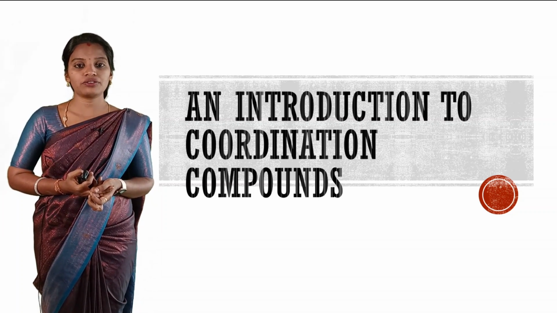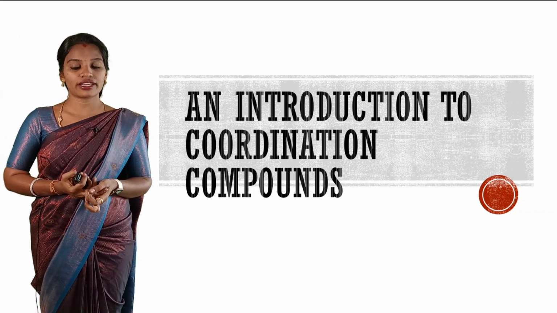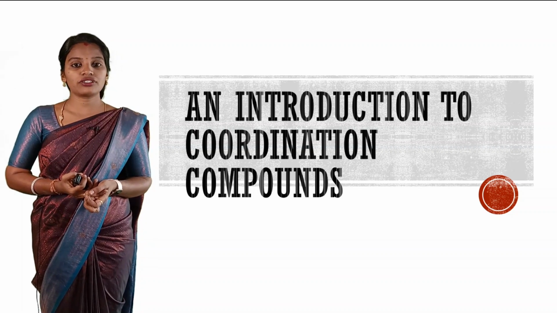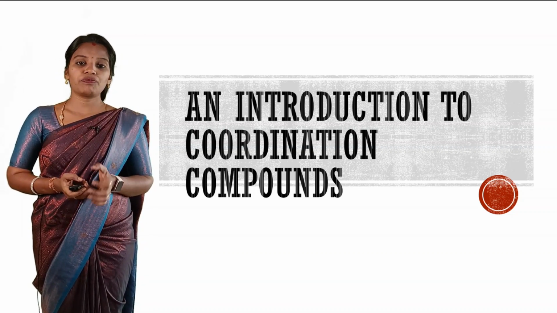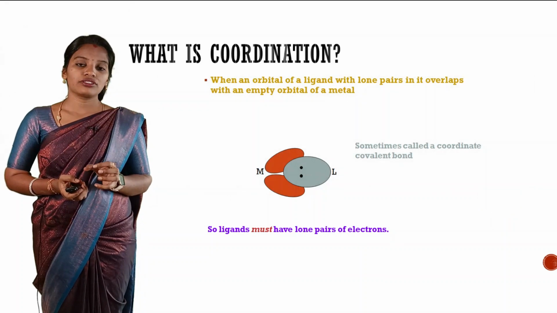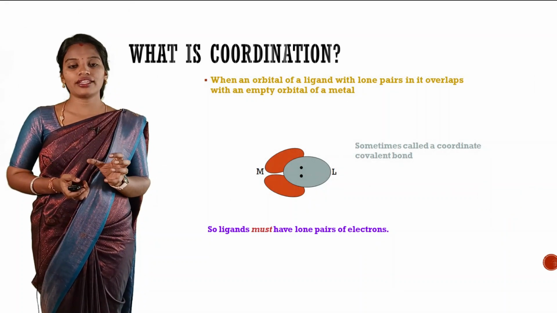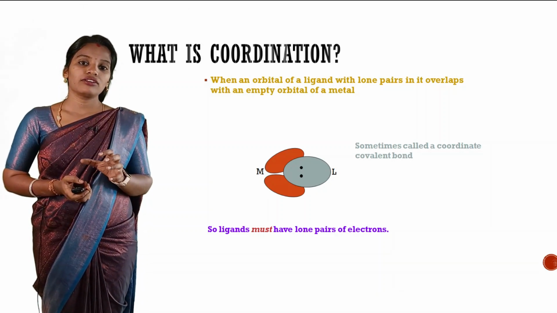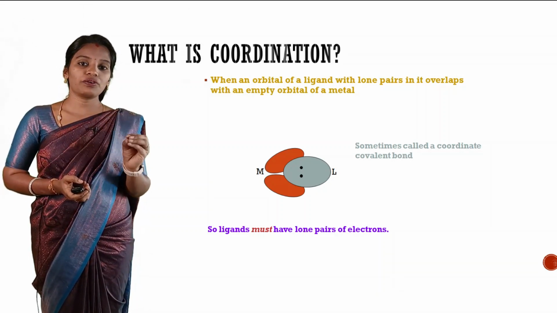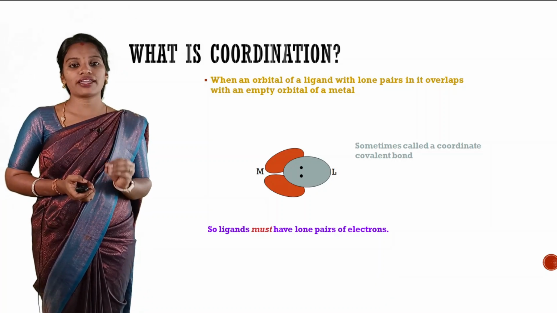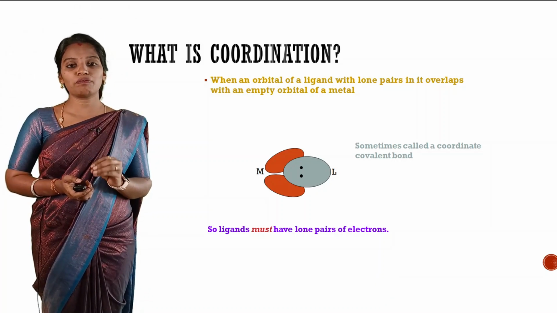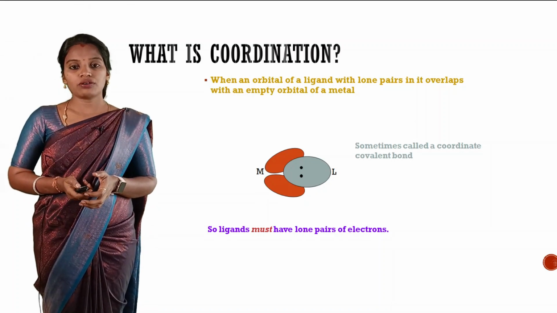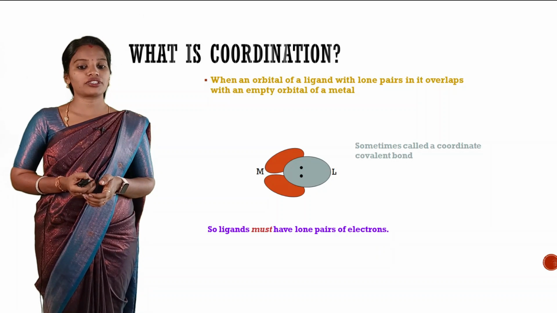So today we are going to learn about coordination chemistry. Today we are starting an introduction to coordination compounds. Before that, a complex contains a metal ion and a ligand. The metal ion has no lone pairs of electrons, whereas the ligand has lone pairs of electrons in its outermost orbital. So let's see what coordination is.